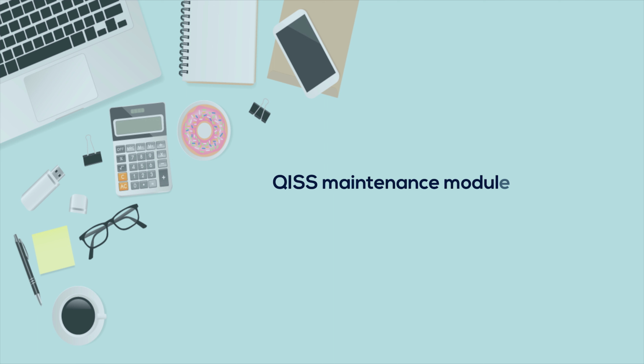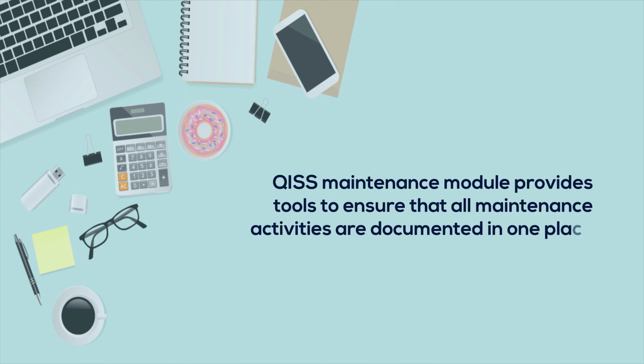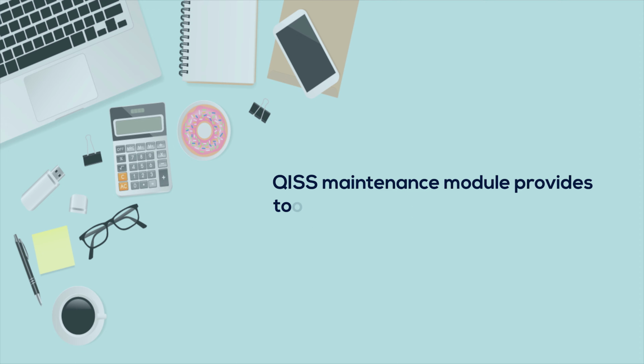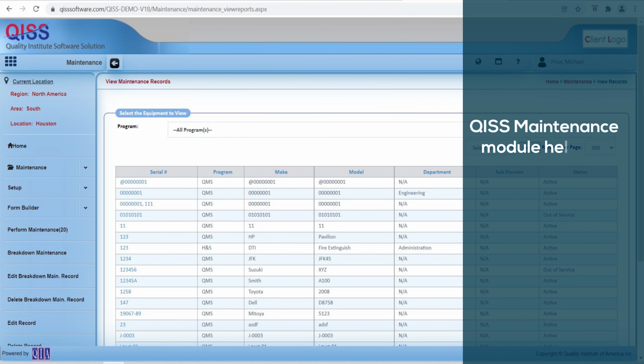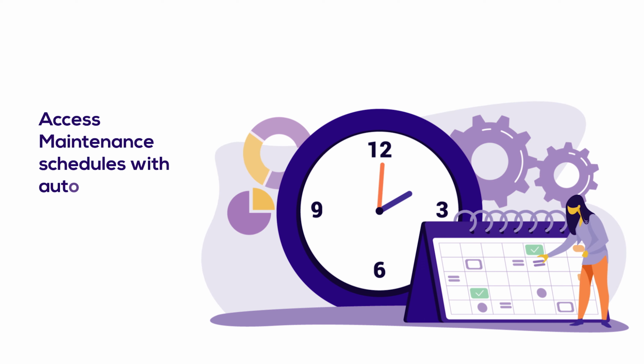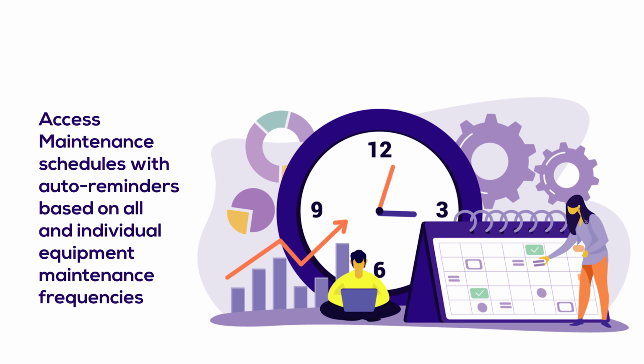QISS Maintenance Module provides tools to ensure that all maintenance activities are documented in one place, and allows the user to set up and schedule maintenance activities. QISS Maintenance Module helps to access records of complete maintenance activities and results of equipment. Access maintenance schedules with auto reminders based on all and individual equipment maintenance frequencies.